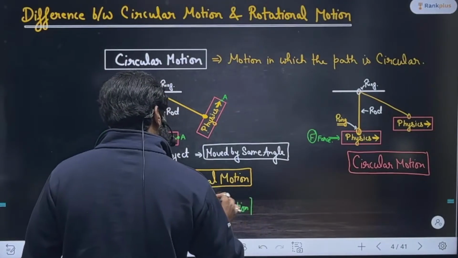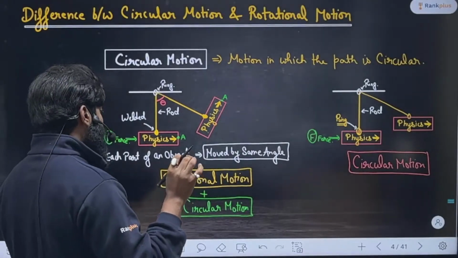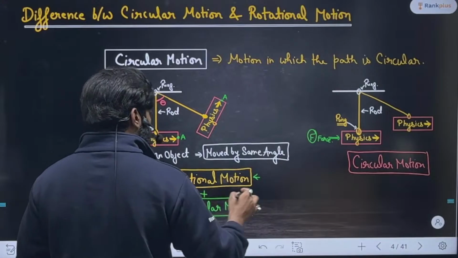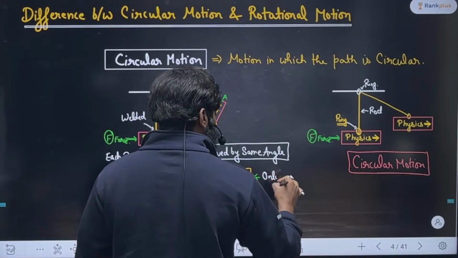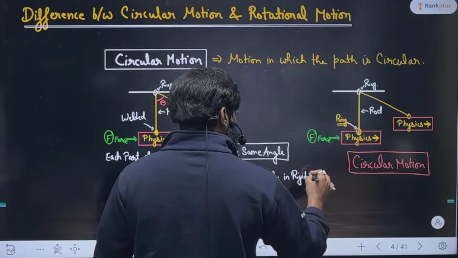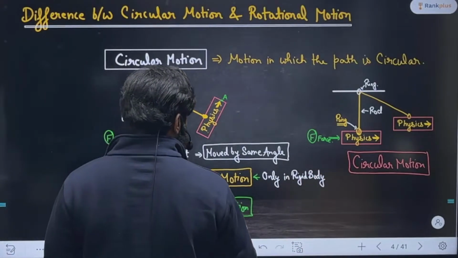So rotational motion happens only in a rigid body. It occurs only in a rigid body because this is a phenomenon that occurs only in rigid bodies.